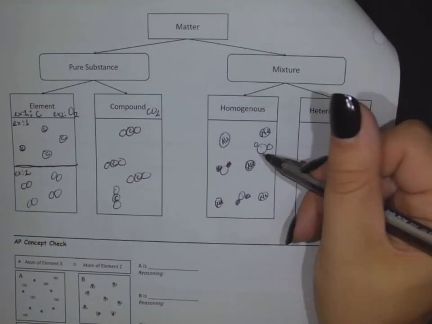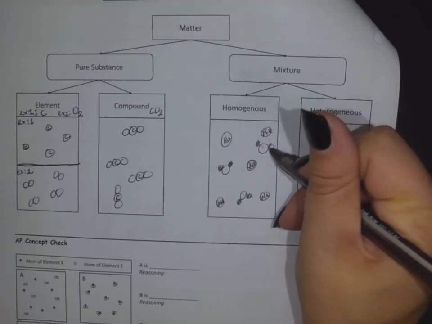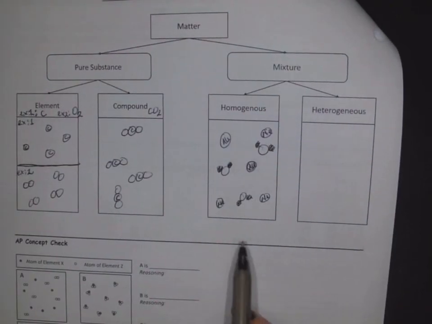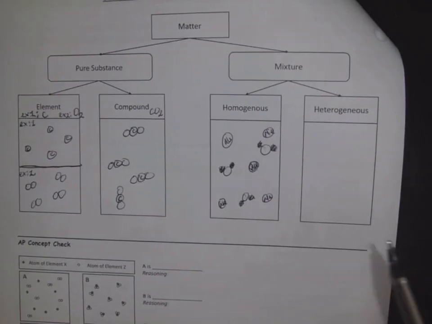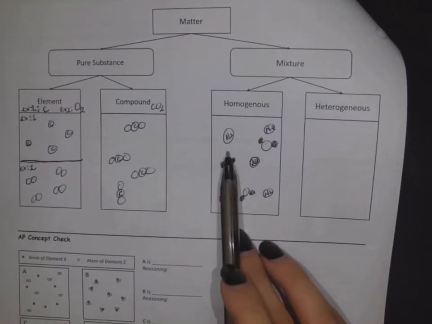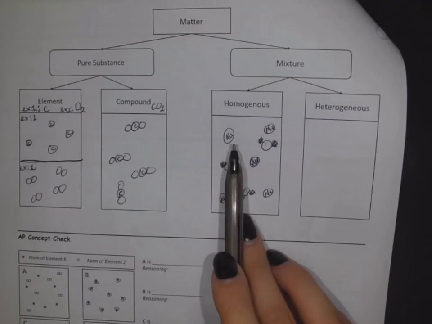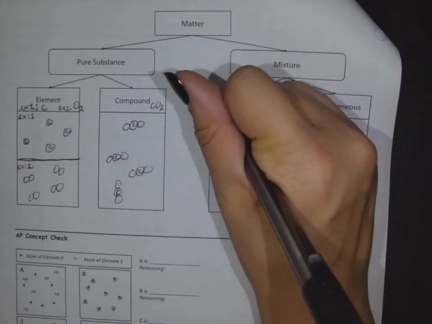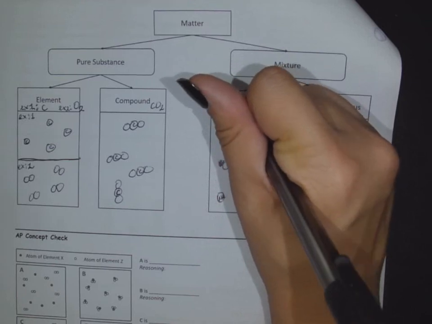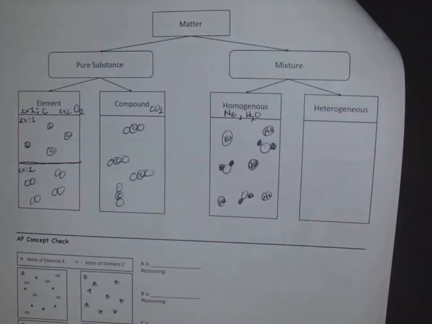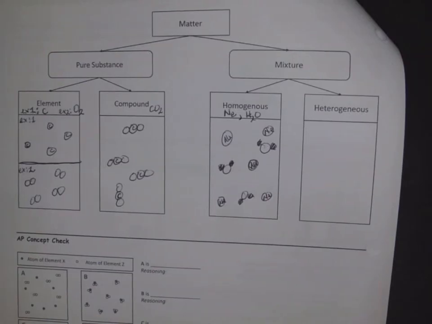Now, do you see how the water is kind of evenly, more or less, spread through the neon? They're not chemically combined. That's what makes it a mixture. Like if I were to write this out, it's neon, but then there's also H2O in there. Okay? Both of those things are in there, but they're not chemically combined into a new molecule.